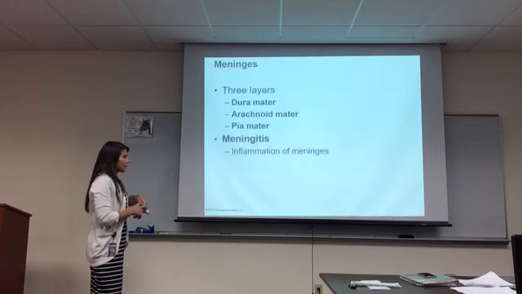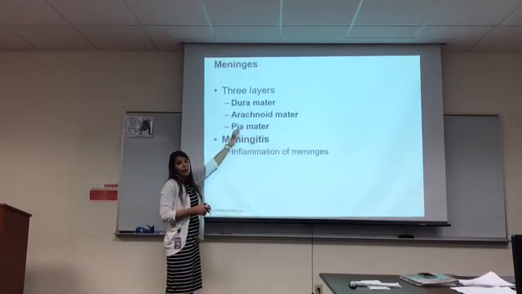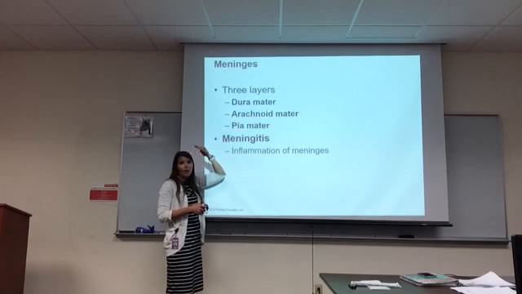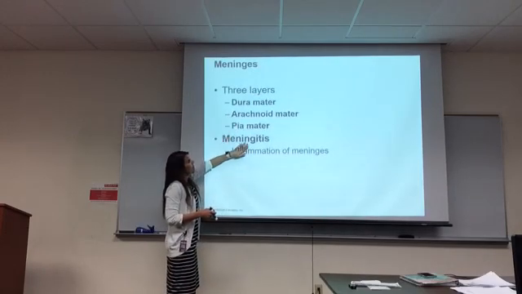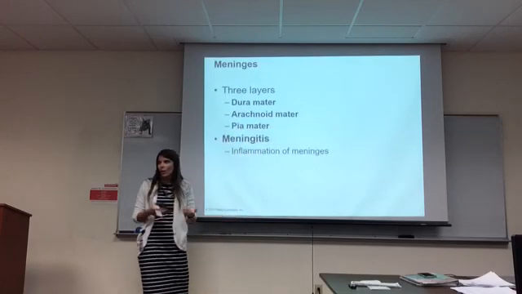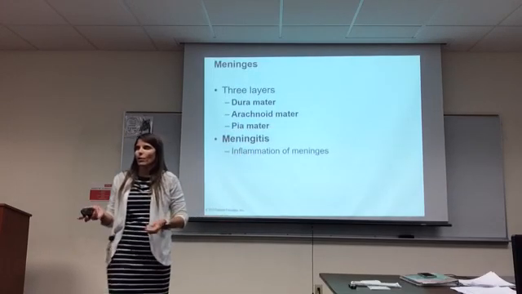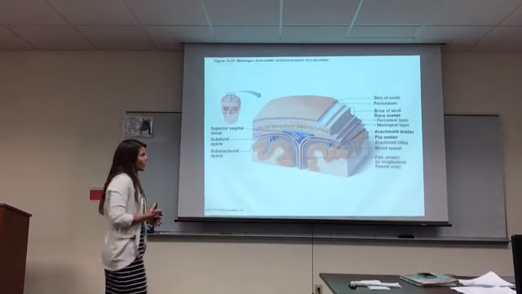The 3 layers. This right here is the layer that's on the brain. So it goes pia mater, arachnoid mater, Dura Mater. So Dura Mater is the most superficial. Again, an inflammation of the meninges is called meningitis. So itis of anything is an inflammation of it. So meningitis is an inflammation of the meninges. There's viral and bacterial meningitis.